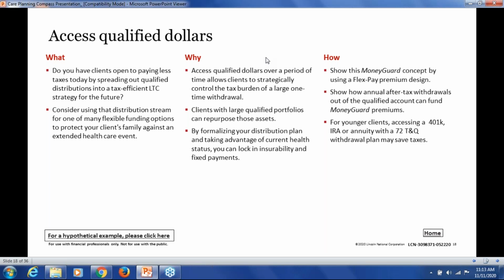Now, if clients expect an income tax increase in the future, whether it's due to the law naturally changing or maybe a new law that could be passed by Congress, it makes a lot of sense to purchase a 5-pay or a 10-pay or maybe even a single-pay product to use those tax qualified dollars while the tax rates are pretty low.